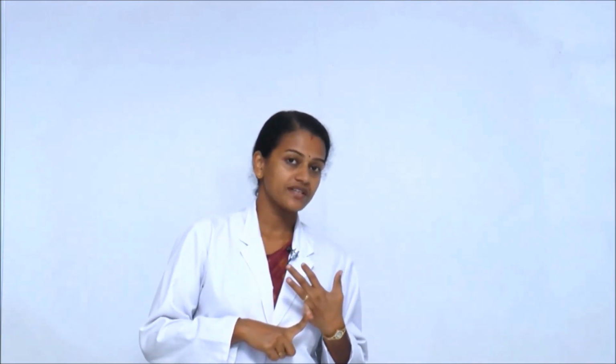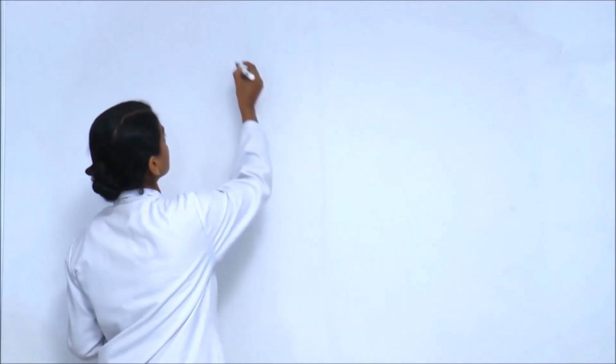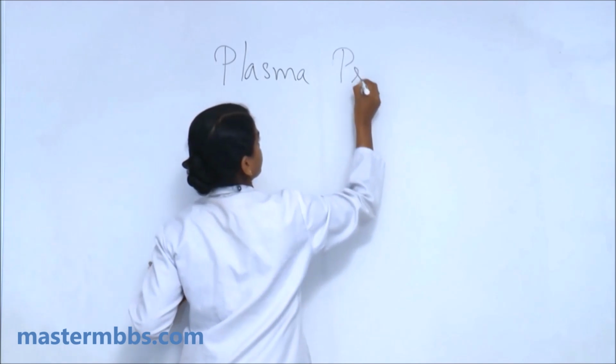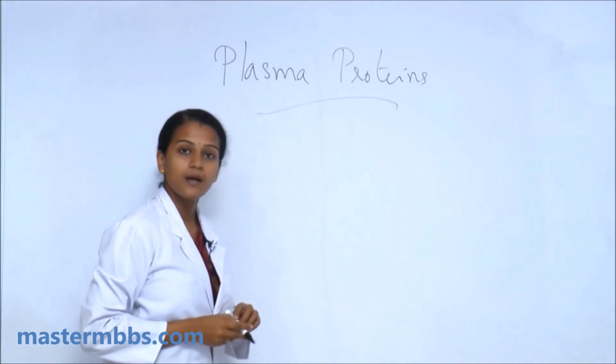So today we will be dealing with plasma proteins. We have already covered amino acid chemistry, we have seen protein structure and function, and also we have studied some of the properties of proteins. So today we will be covering plasma proteins. Which are the important proteins which are seen in plasma?